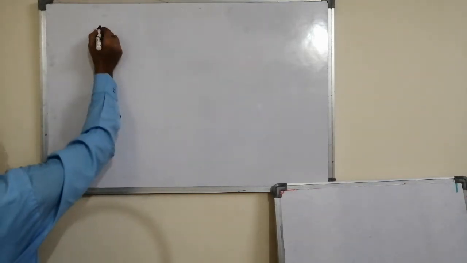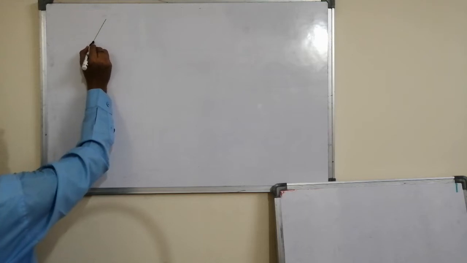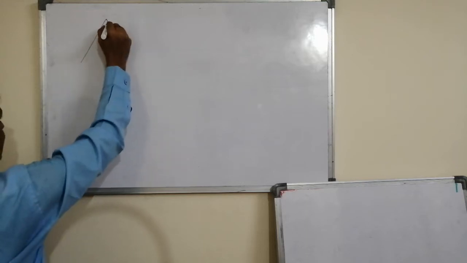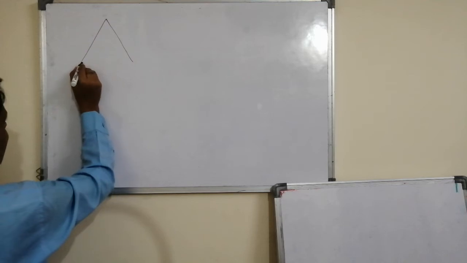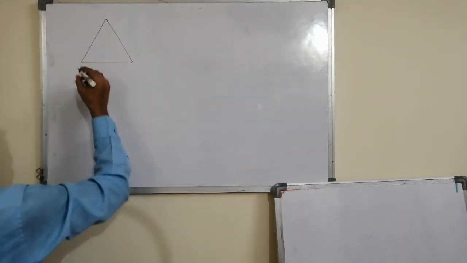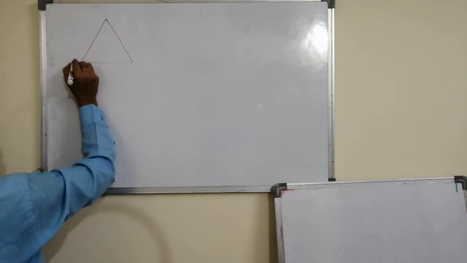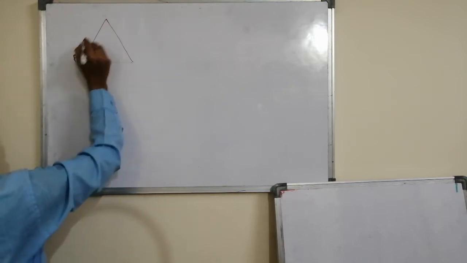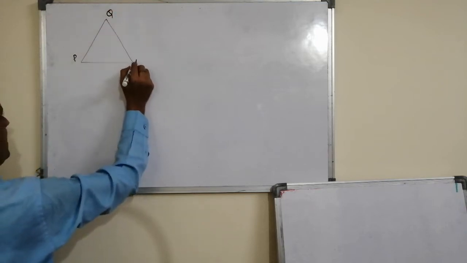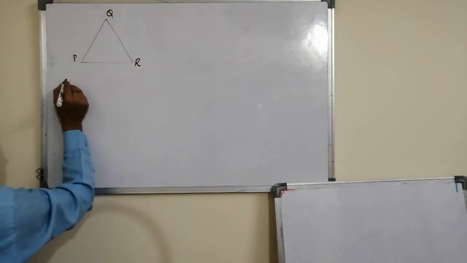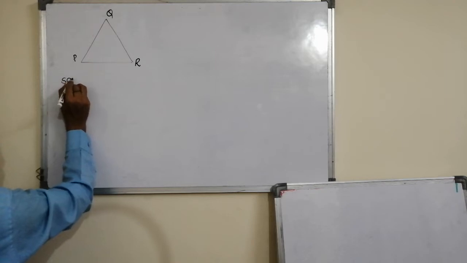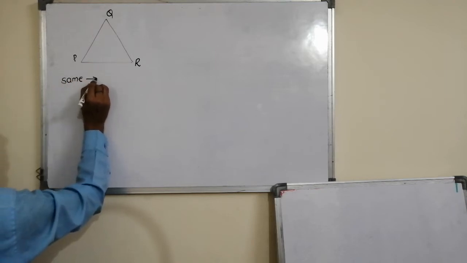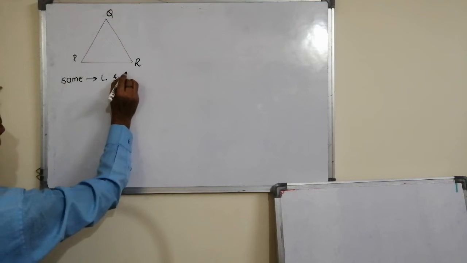So another question is, suppose there are 3 conductors of the same length and same area of cross section. Say they are P, Q, R. All three conductors have the same length and area of cross section.